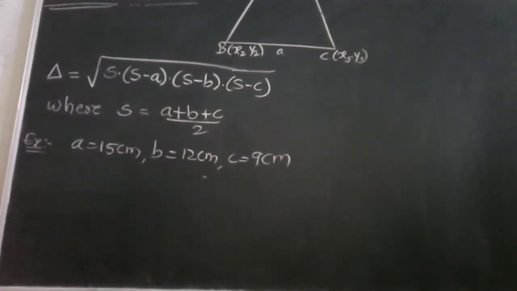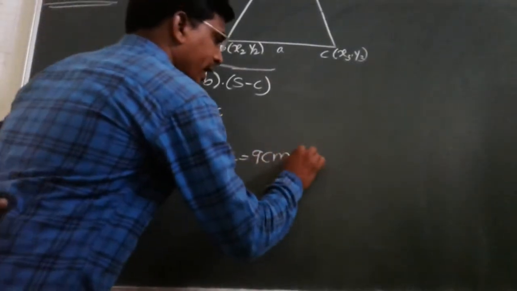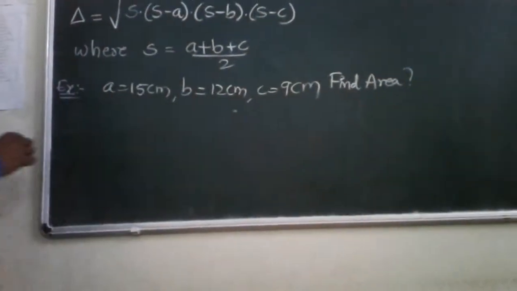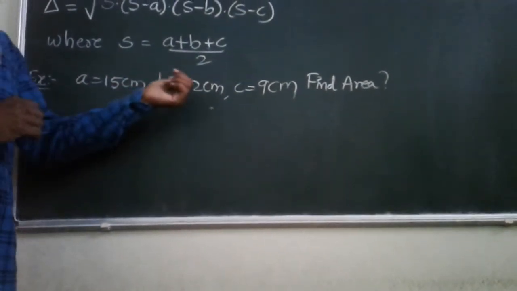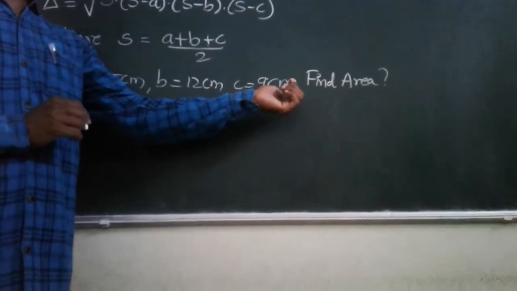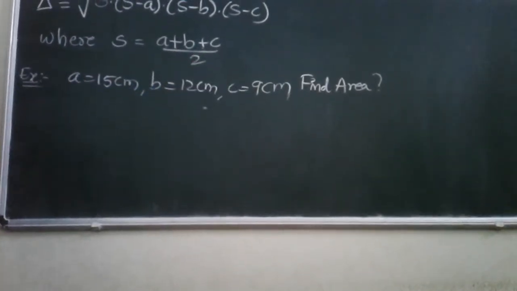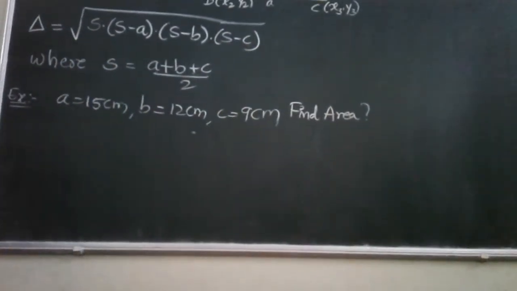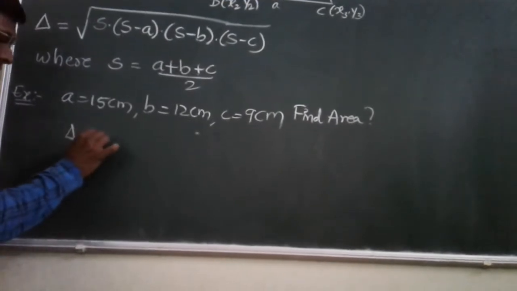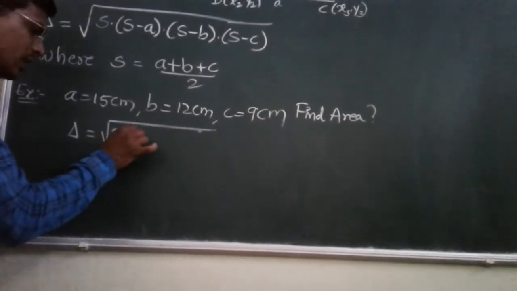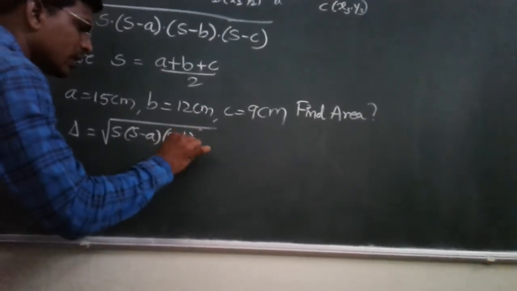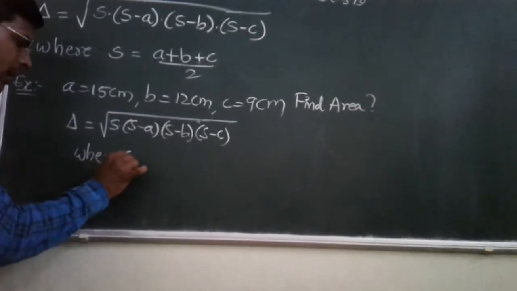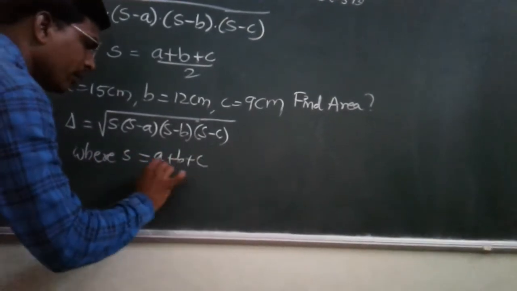So here, find out the area of a triangle. A is equal to 15 centimeters, B is equal to 12, and C is equal to 9 centimeters. These three are the sides of a triangle. When the sides of a triangle are given, how do we find the area? According to Heron's formula, we can use the square root of S into S minus A into S minus B into S minus C, where S is equal to (A plus B plus C) by 2.